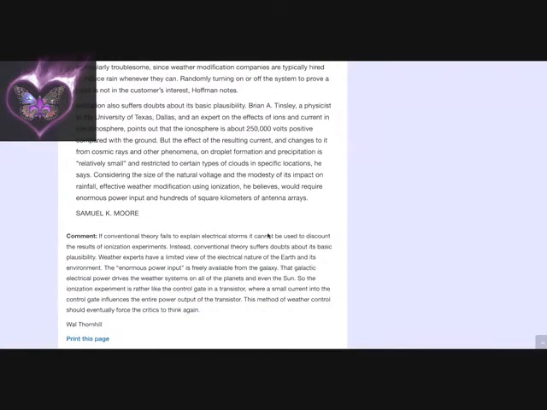Hoffman notes. Ionization also suffers doubts about its basic plausibility. Brian A. Tinsey, a physicist at the University of Texas, Dallas, and an expert on the effects of ions and current in the atmosphere, points out that the ionosphere is about 250,000 volts positive compared with the ground. But the effect of the resulting current and changes to it from cosmic rays and other phenomena on droplet formation and precipitation is relatively small and restricted to certain types of clouds in specific locations, he says, considering the size of the natural voltage and the modesty of its impact on rainfall.